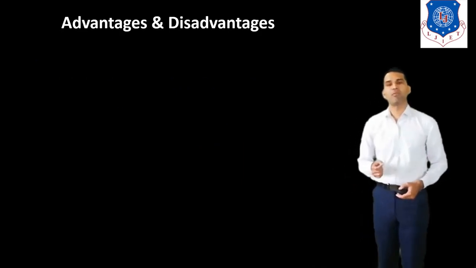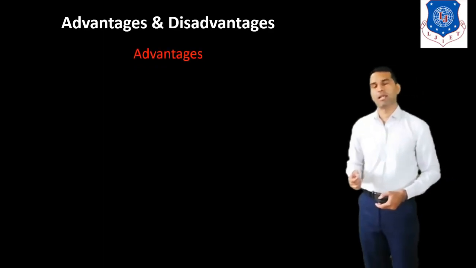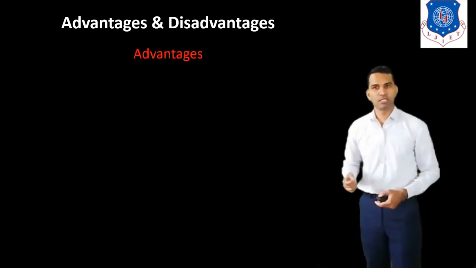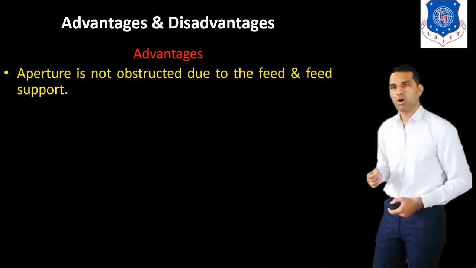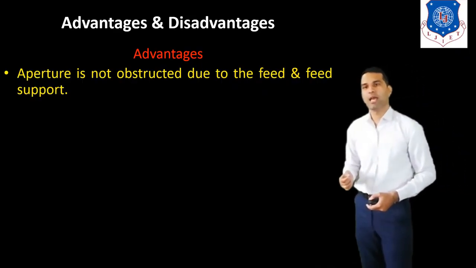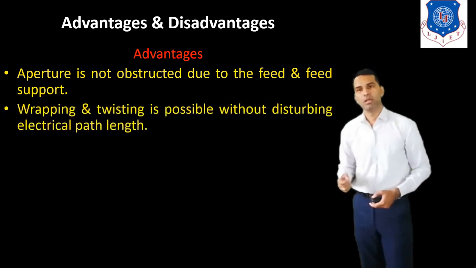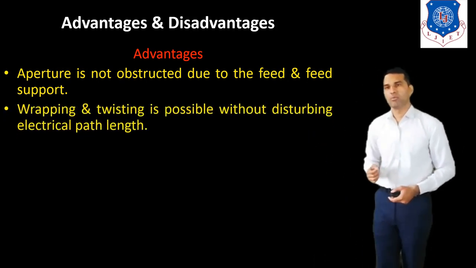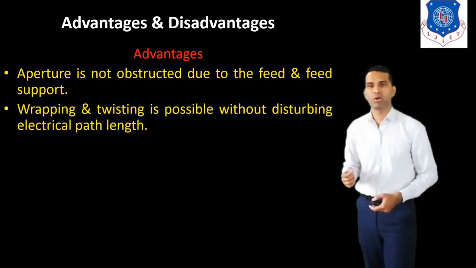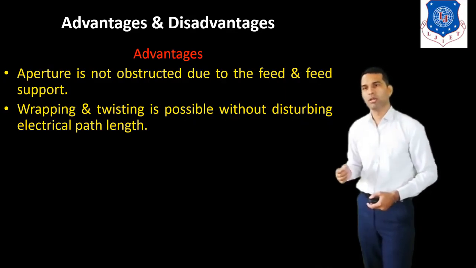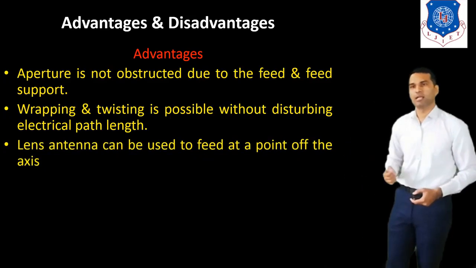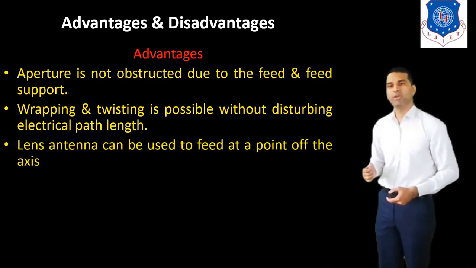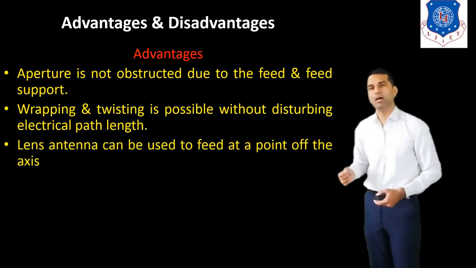Now we discuss the advantages and disadvantages of the lens antenna. First we discuss the advantages. The aperture is not obstructed due to the feed and feed support. The second advantage is that wrapping and twisting is possible without disturbing the electric path length. The third advantage is that the lens antenna can be fed at a point on the axis.